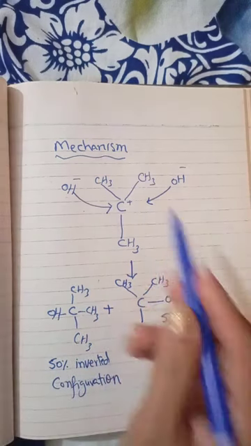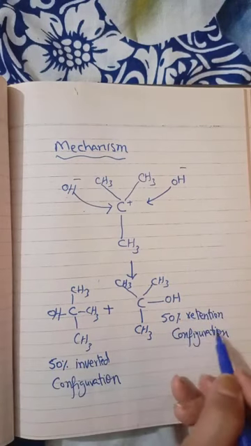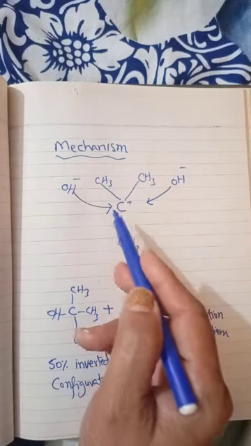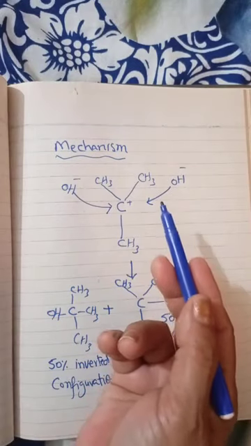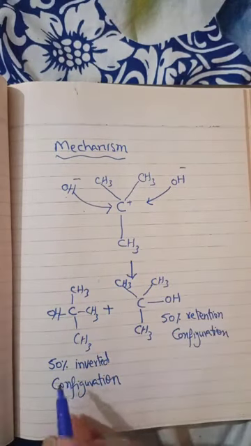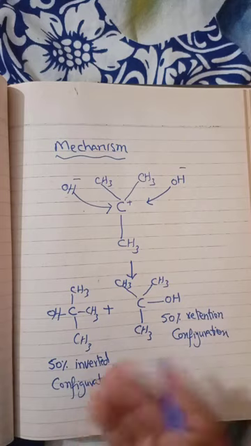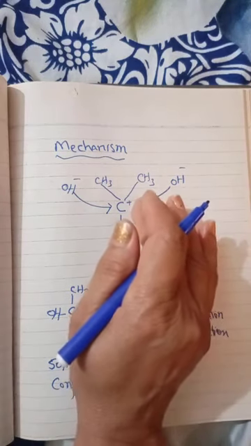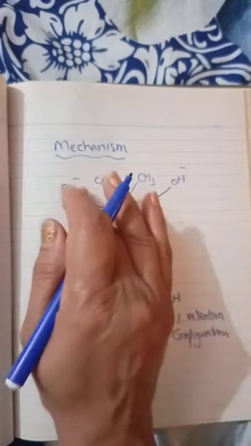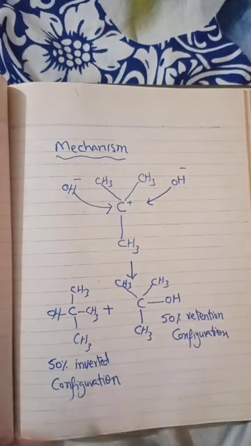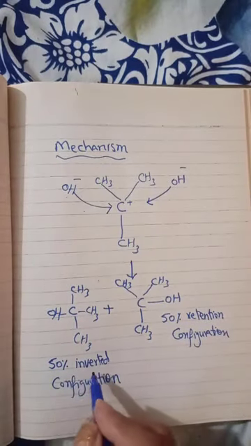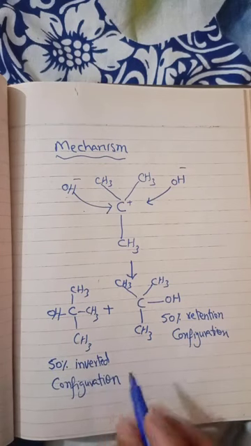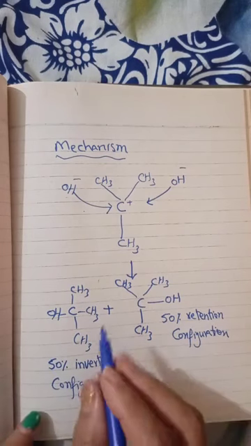If it attacks on this side, it will be the 50% retention configuration. If it attacks on this side, which is totally different from the halogen's side, we get inversion. Inverted means opposite: X was here, so OH should have been here, but instead we get it there, so it means it is the opposite. That's why we say it is the 50% inverted configuration. This was the case of the tertiary carbon.